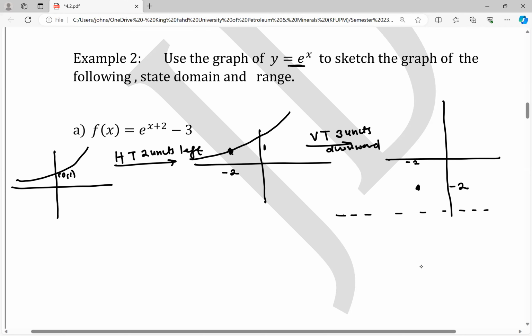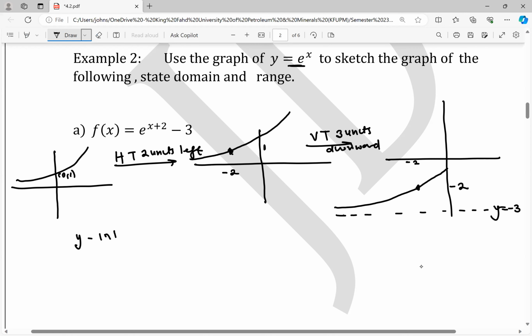So this is y equals minus 3. So the graph will cut somewhere here. And now it will keep going, right? So here we need to know what will be our x-intercept. Or let's find the y-intercept first. Y-intercept, simply by putting x to be what?